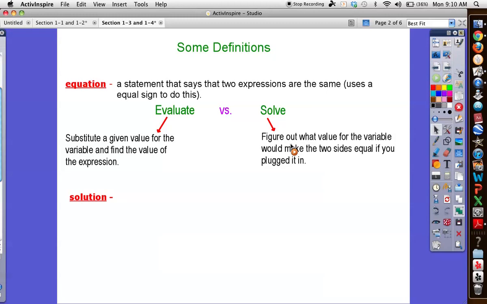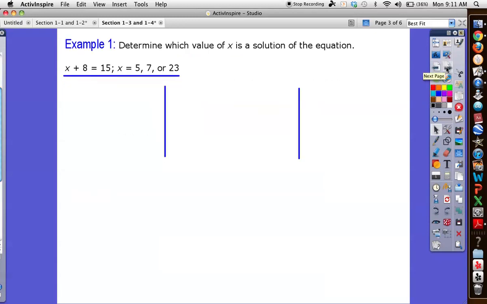So in other words, if I have an equation, what number will work if I plug it back in and evaluate it? So there's that word evaluate. We're going to use that, though, to check our solution. A solution is the number that, if I plug it back in, makes the two sides equal, makes this equation work, makes it true.